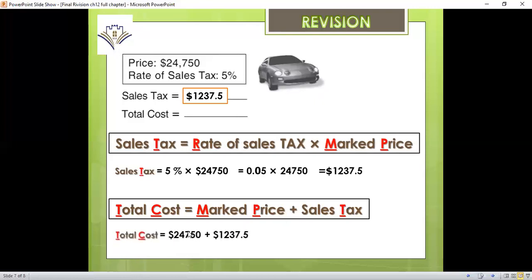Then the market price is equal to $24,750 plus the sales tax, $1,237.5. By calculating, the answer is $25,987.50.